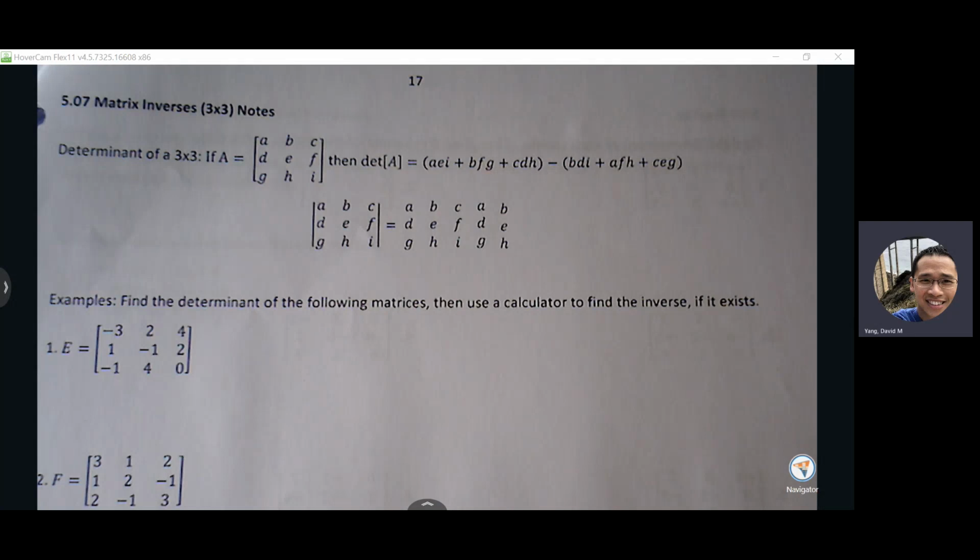Again, a determinant is a feature, a component of an inverse. Okay. So let's say we have the determinant of a 3x3 matrix. Let me name it A, B, C, D, E, F, and G, H, I.